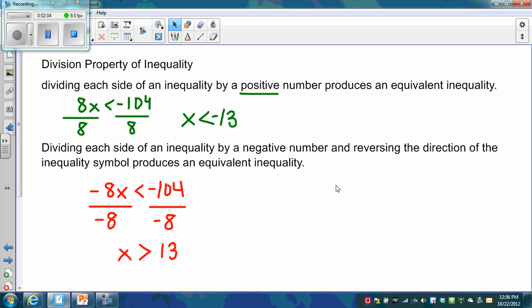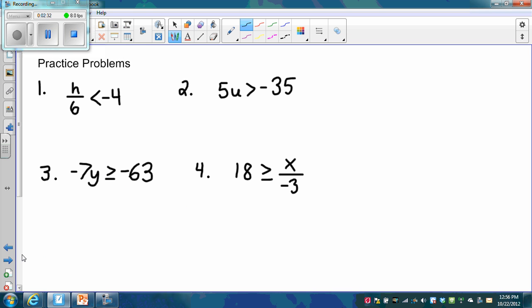The next example: the same goes for multiplication as division. If you divide both sides by a positive number, then the inequality stays the same. But if you divide each side by a negative number, we flip the sign. You can see here, we ended up flipping it in order to make the statement true. So go ahead and press pause and try these practice problems, remembering the rules: if you multiply or divide by a negative number, you end up flipping the sign.